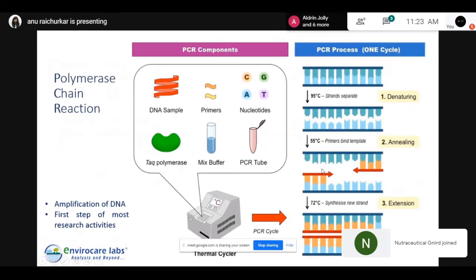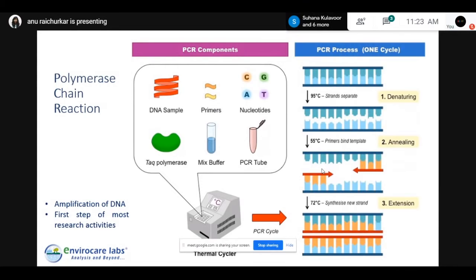And the second most common technique used in molecular biology, as I mentioned, was PCR. So, what does PCR stand for? PCR stands for polymerase chain reaction. What is the purpose of PCR? Many people ask this, why exactly are you using PCR? The most basic principle of PCR and the main purpose why we use PCR is to amplify the DNA.